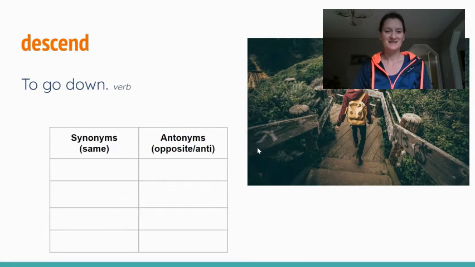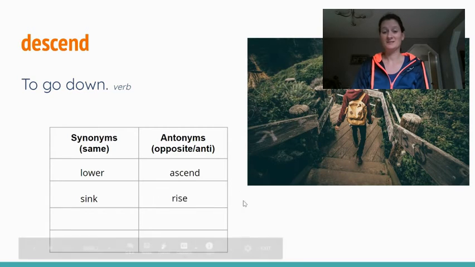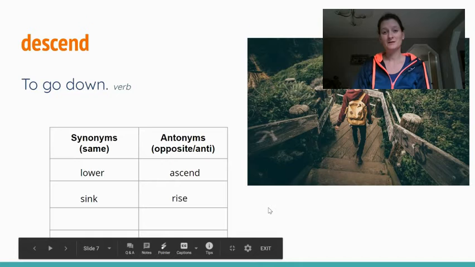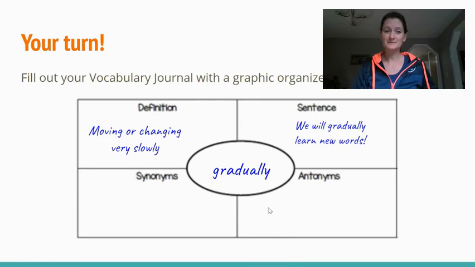Okay, and here we move to descend. So some words that mean the same as descend, to go down. We're going to have some of the same words as the page before, to lower, to sink. The opposite would be to ascend, to rise, maybe to climb. Okay, so we've got thinking about words that mean the same and words that mean the opposite.